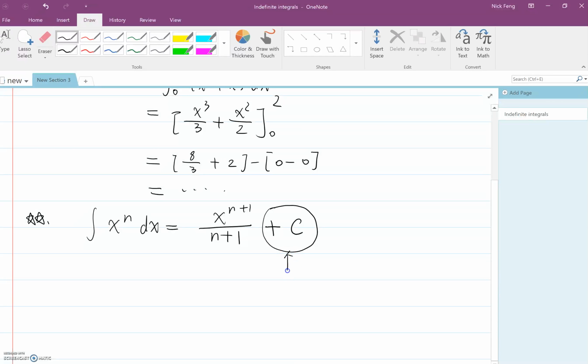So this is not just for the final result. It's when you finish integration without boundary, which means it's an indefinite integral, plus c is added.